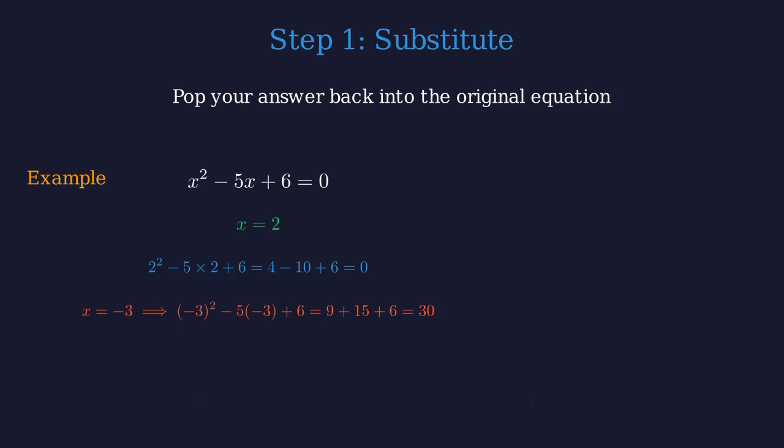Write the substitution on the script. Check. Substitute x equals 2 gives 4 minus 10 plus 6 equals 0. The examiner sees you tried the correct check and can award method marks where appropriate.